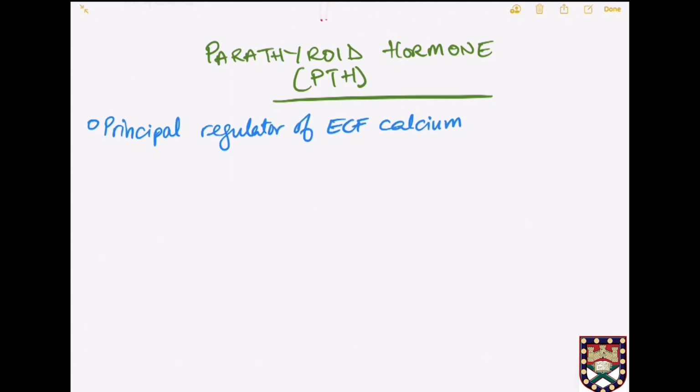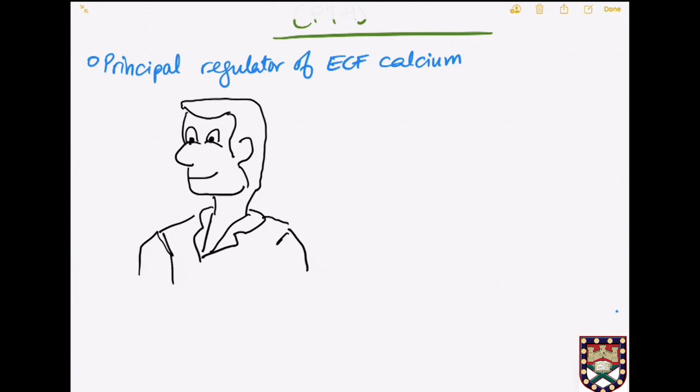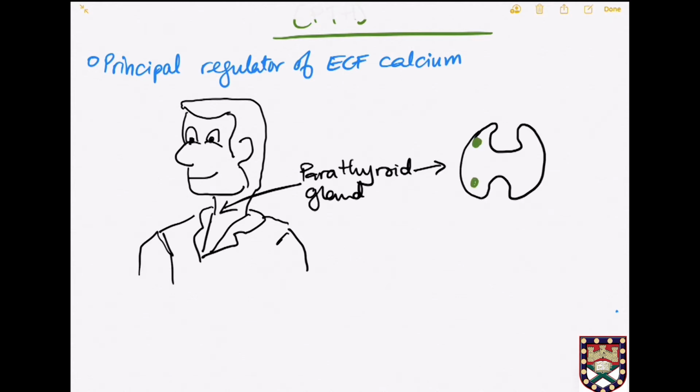The parathyroid hormone is a principal regulator of plasma calcium concentrations, and it is produced by the parathyroid glands. These are four rice-sized glands on the posterior surface of the thyroid gland. The parathyroid hormone is released in response to decrease in plasma calcium ion concentration, or hypocalcemia.